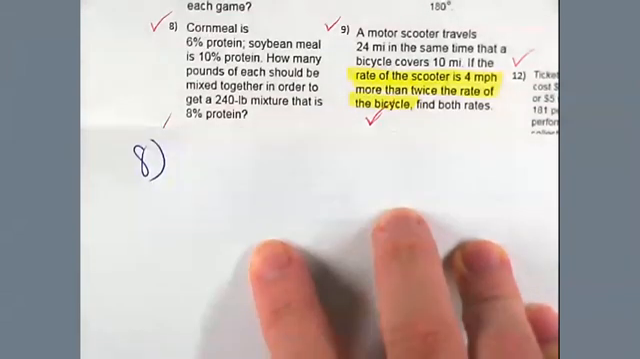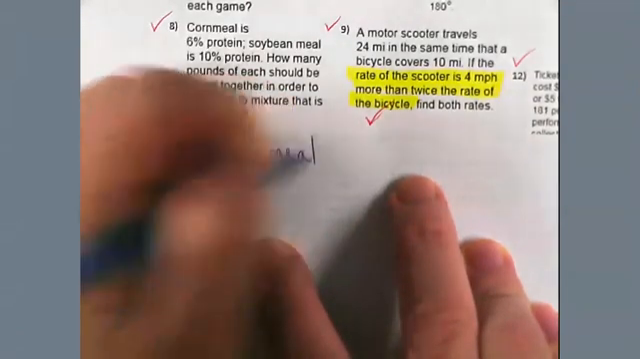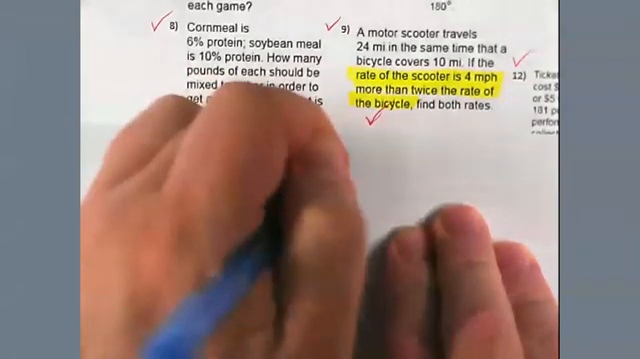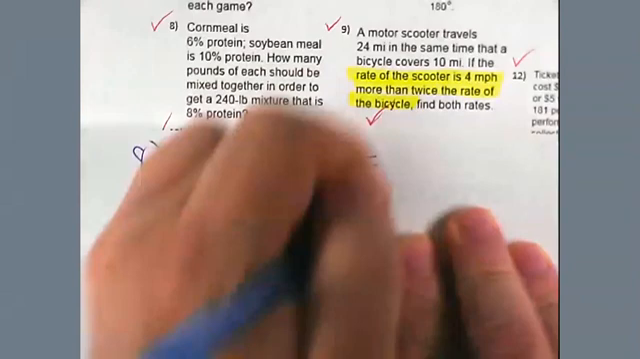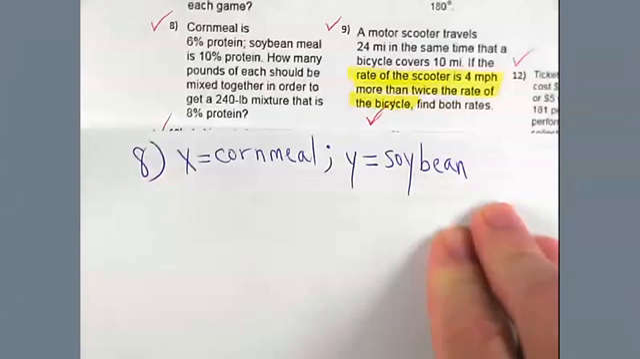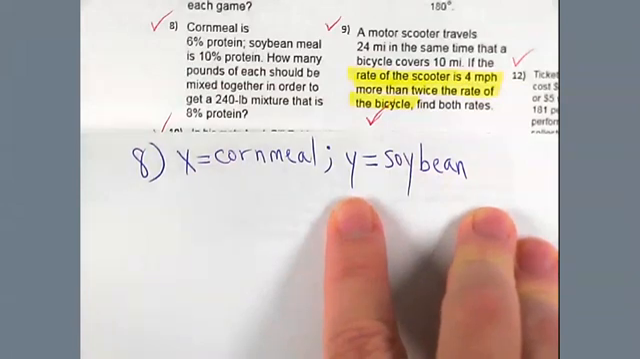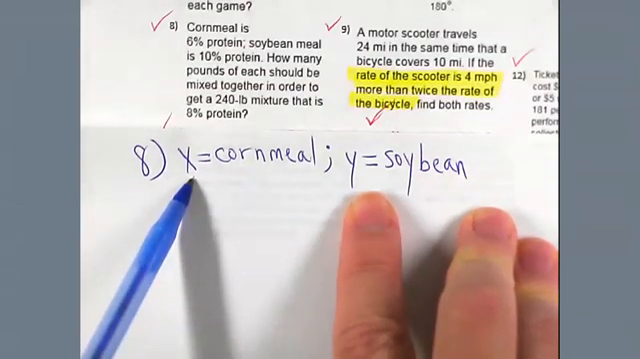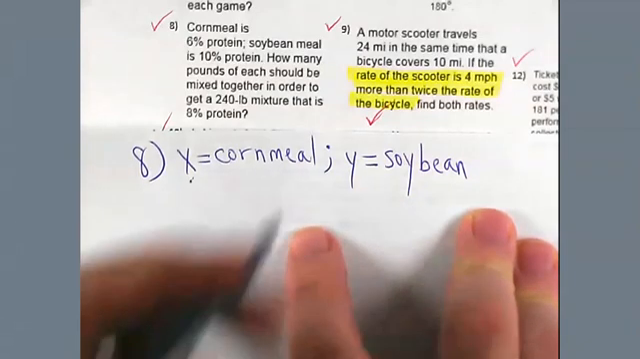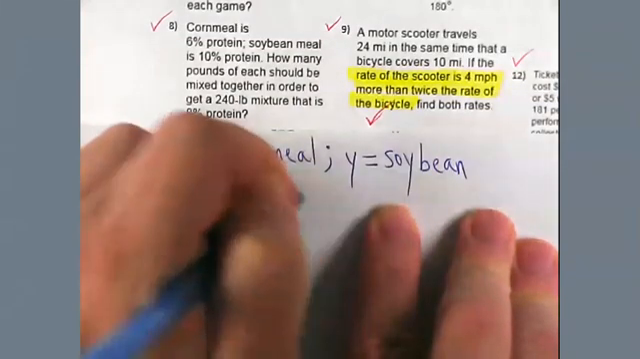First of all, label your given information. We'll let x equal cornmeal and y equal soybean. To get our first equation, we know that if we mix these, without the percents just yet, they should add up to 240 pounds. So that's our first equation in the system, x plus y equals 240.